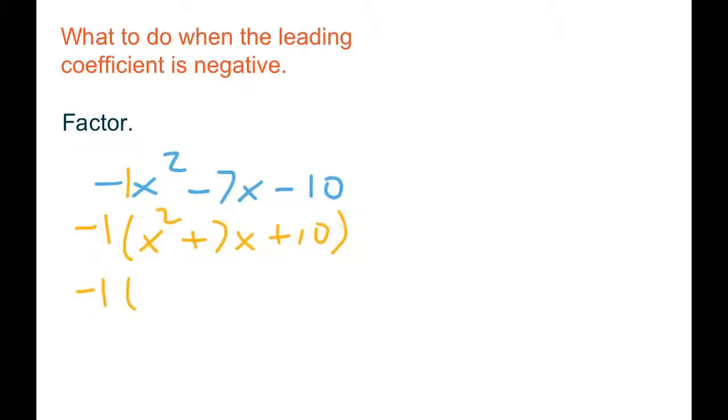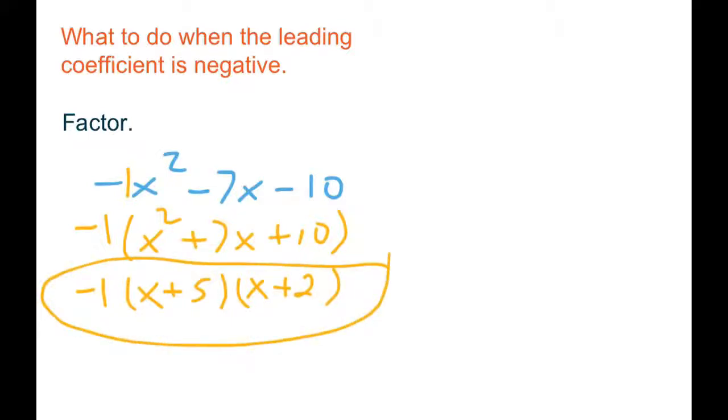Now, I have a trinomial with an a value of 1. So this is simple. What two numbers do I multiply to equal 10, add to equal 7? And that's 5 and 2. And now this whole thing is my factoring: the -1 times the quantity x plus 5 times the quantity x plus 2. Okay, so we didn't need to do the slip and slide there, but you get the idea how we're going to factor the negative out.